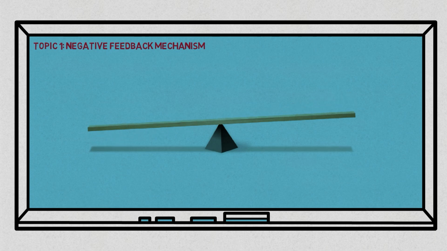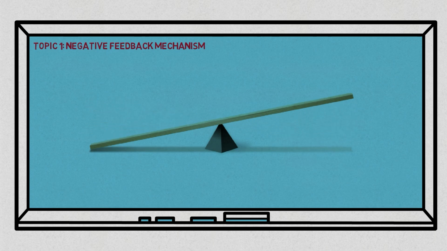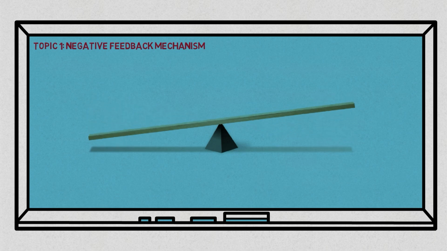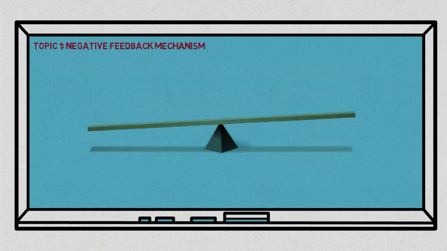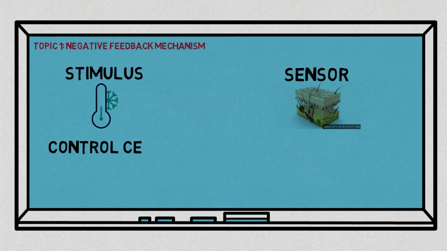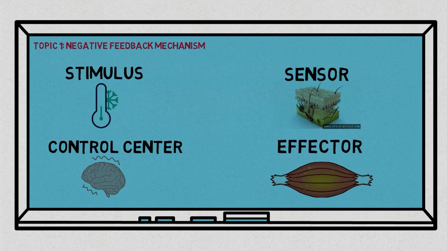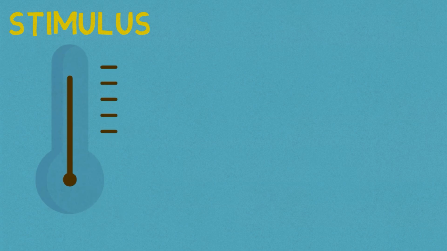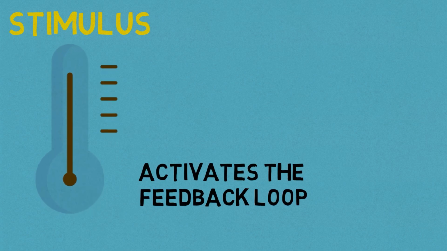Think of it as a seesaw, where if one side tips too much, the other side moves to bring it back to balance, which in this case is the mechanism of the negative feedback loop. This loop is composed of four key elements: a stimulus, a sensor, a control center, and an effector. The stimulus is the initial change that disrupts balance from a stable condition, which then activates the feedback loop and signals that something needs to be adjusted.